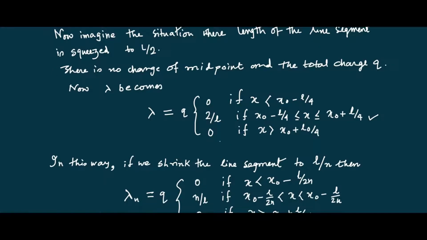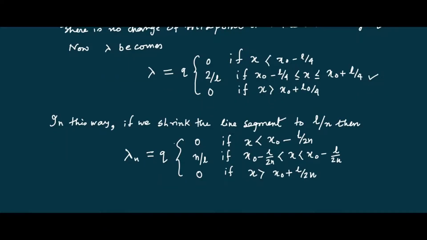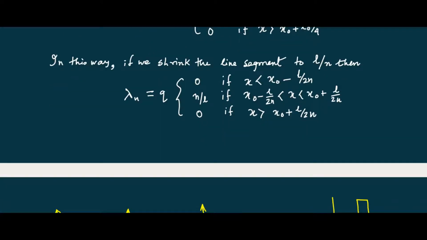In this way, if we shrink the line segment to L by n, then the line charge density can be written as 0 whenever x is less than x0 minus L by 2n, and nQ by L when x belongs to x0 minus L by 2n to x0 plus L by 2n, and 0 whenever x is greater than x0 plus L by 2n.